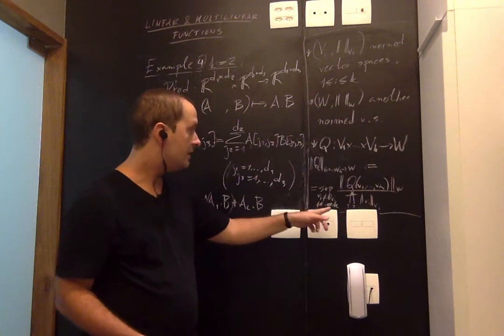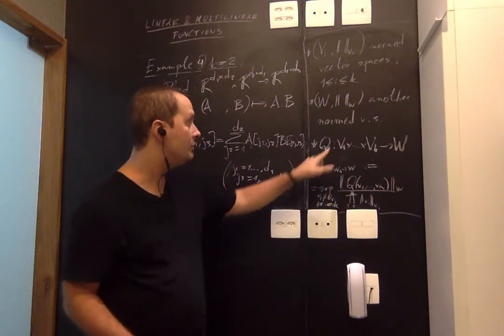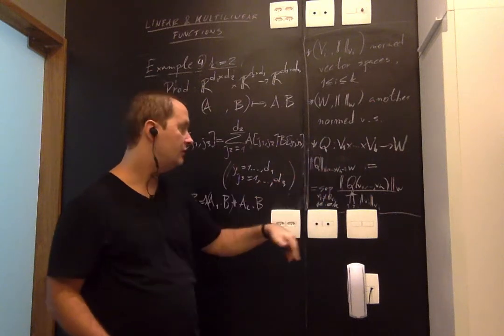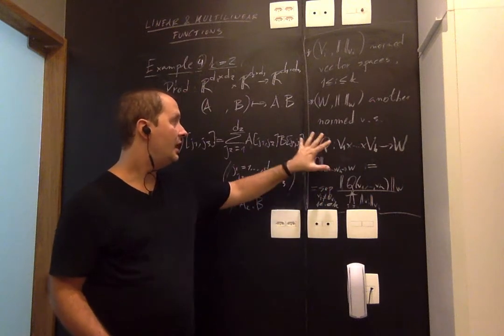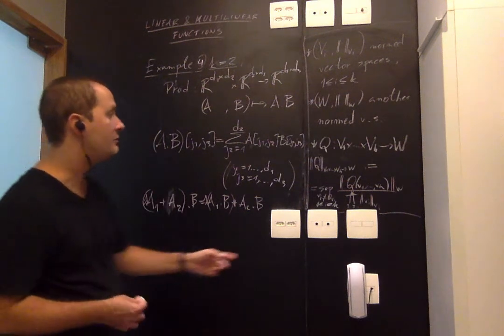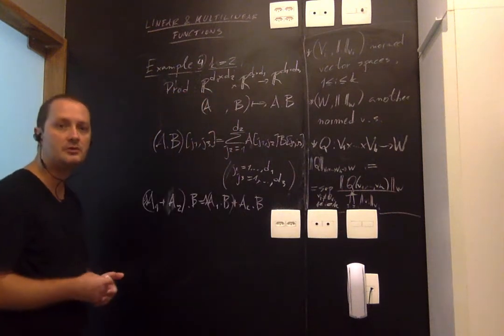But I do that, and I take the sup of all possible choices of vi. I didn't write it here correctly, but v1 belongs to capital V1, v2 belongs to capital V2, vk belongs to capital Vk. And that's how you define the norm of Q. So it's the same thing as for linear, except that you have more inputs, and therefore you divide by the k norms, the product of the k norms here.